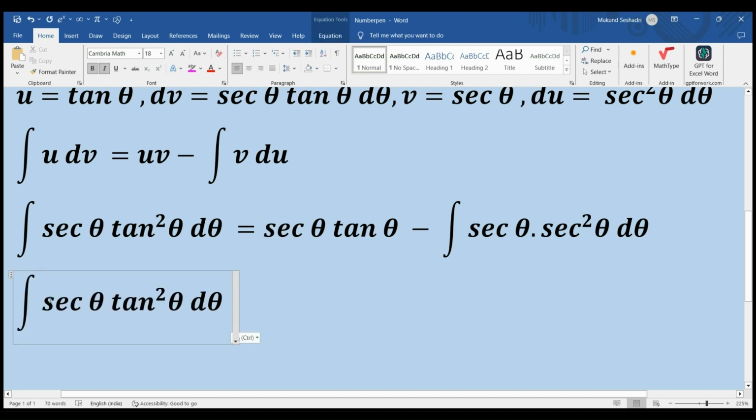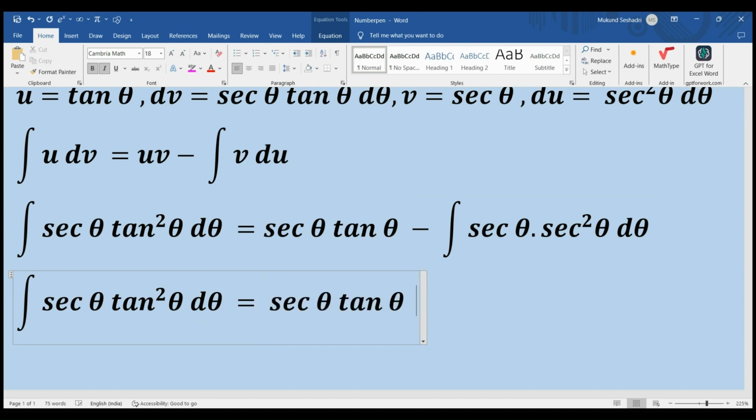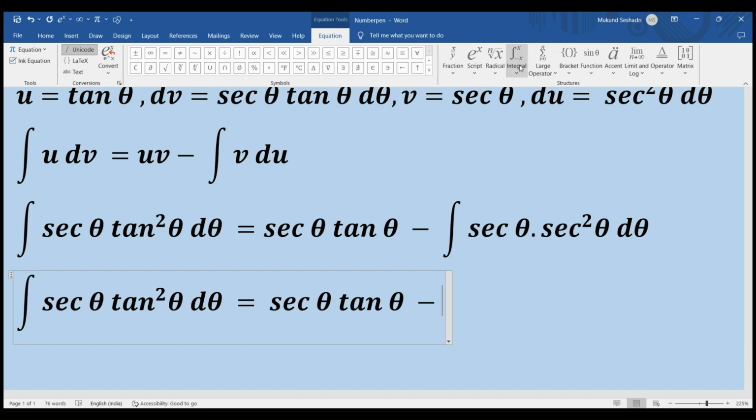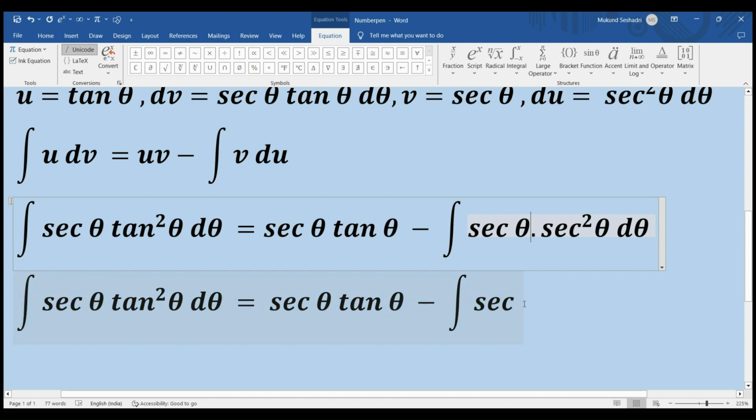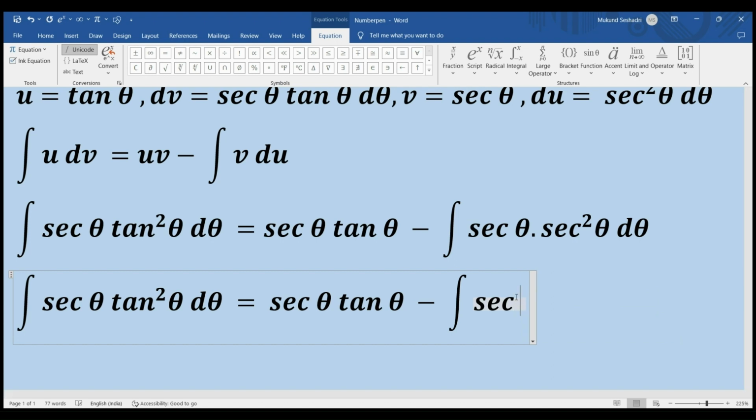Which is the integral of secant theta tan square theta d theta. My first part remains as it is, secant theta tan theta. And my second part, instead of writing this as secant cube theta, which is going to make my problem more complex, I retain the secant theta, and instead I express my secant square theta as 1 plus tan square theta, right?